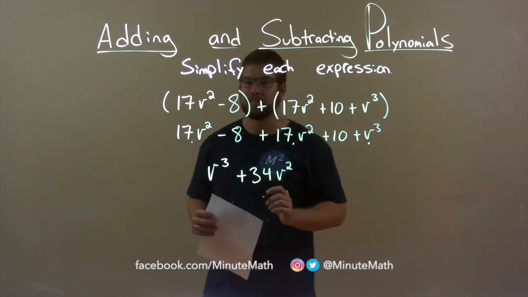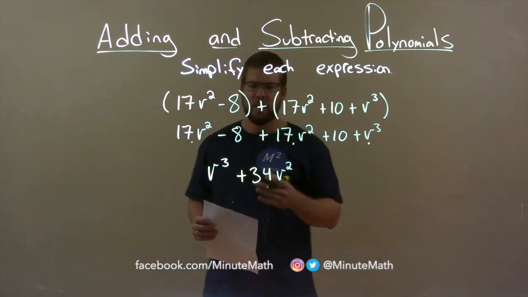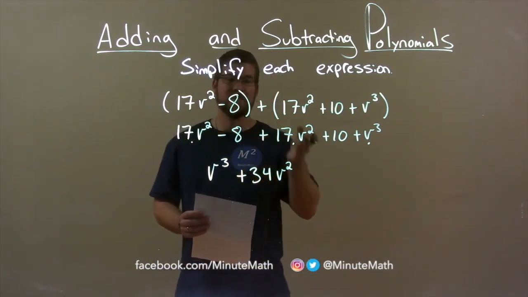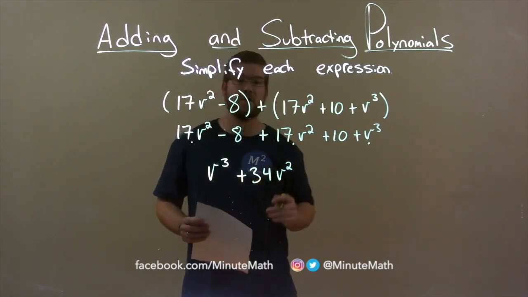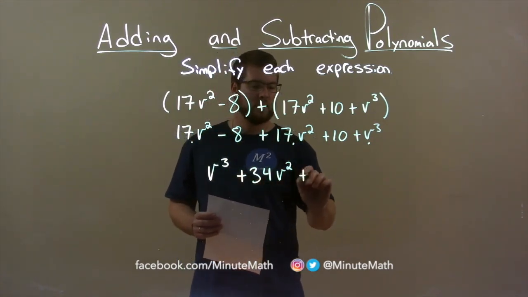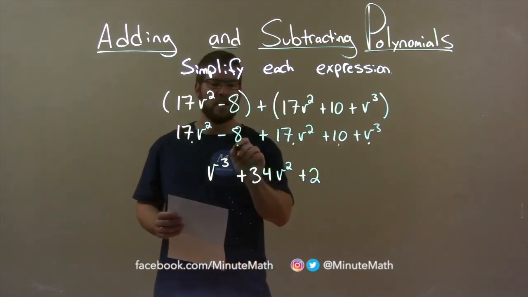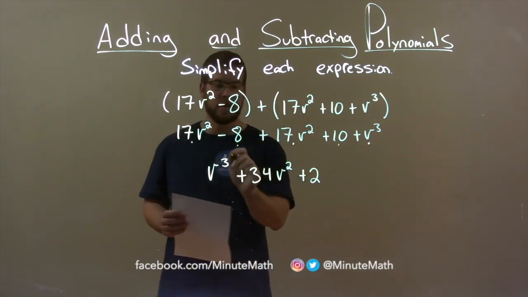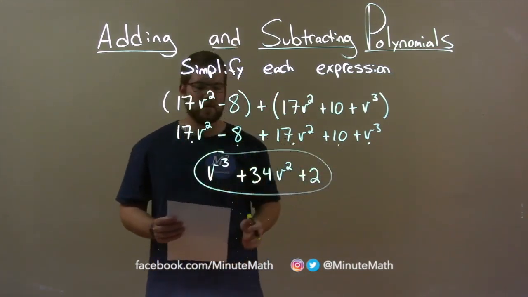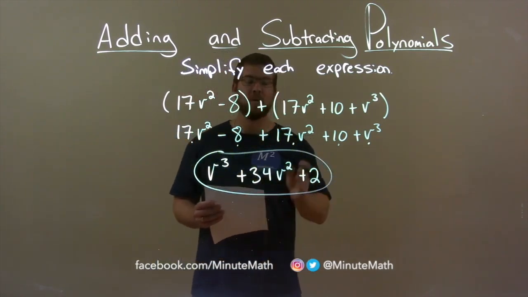All right? Now, moving on, our next highest degrees we see are just the numbers. We have a minus 8 plus a 10, which comes to be a positive 2. Again, dots to bring them down, and that's it. We brought everything down. Our final answer, v to the third plus 34v squared plus 2.